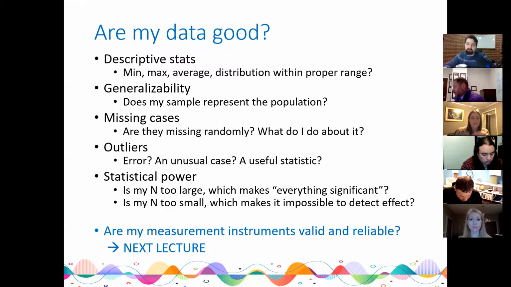Missing cases are a big deal. Are they missing randomly? Is there a sort of selection bias? Maybe people who didn't answer those questions didn't skip them because they just forgot randomly. Maybe they were not comfortable answering. And as a result, maybe there is a problem.